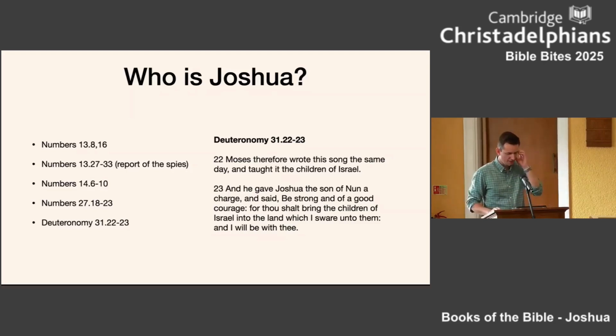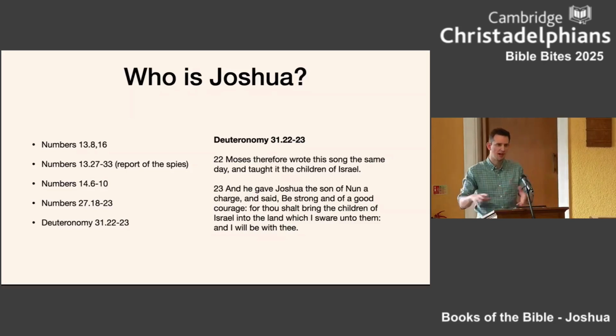But Caleb says, let us go up at once and occupy it, for we are well able to overcome. But the men who have gone up with him say, we can't go up against the people, they're stronger than we are. And the people weep as we go into Numbers 14.